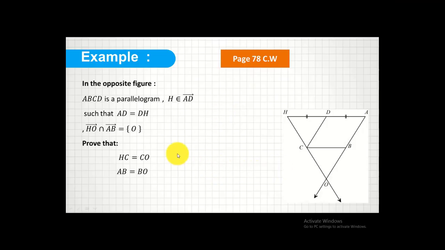In the opposite figure, ABCD is a parallelogram. Point H belongs to ray AD, such that AD equals DH, and ray HO intersects ray AB at the point O. Prove that HC equals CO. I want to prove HC equals CO and AB equals BO.